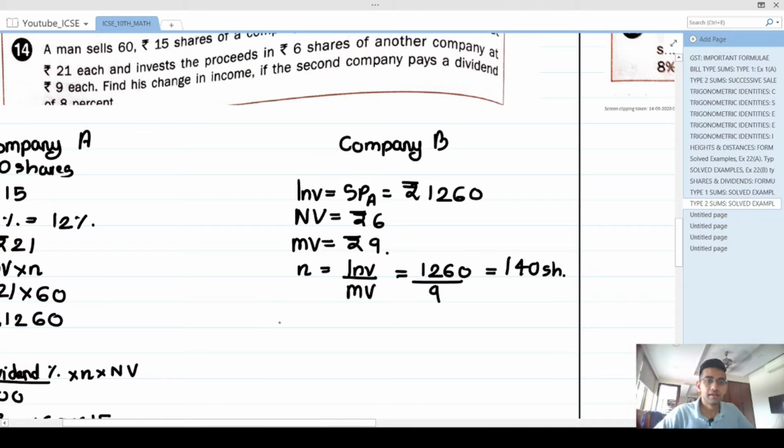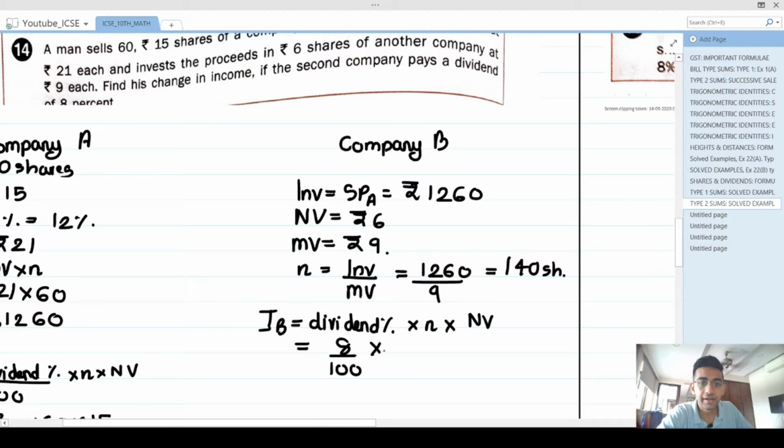140 shares. His income in B is equal to dividend percent of B into N of B into NVB. They've said dividend is 8%, so 8 upon 100 into N, that's 140, into NVB, that's 6. Once we calculate this, we get an income of rupees 67.20.